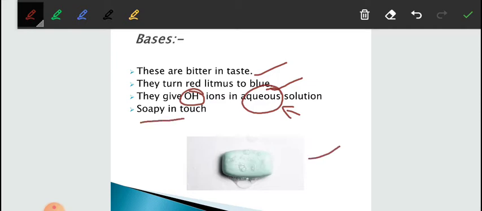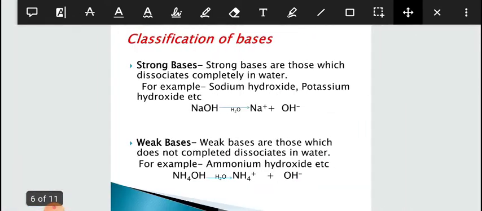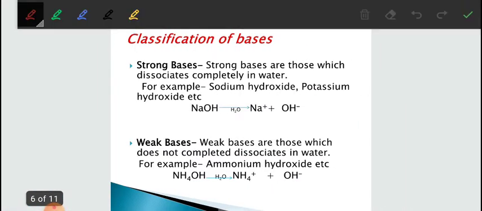For example, soaps. Yes, the soap that we are using is also a base. Next one is classification of bases. The bases are classified into two categories. First one is strong base, next one is weak base.